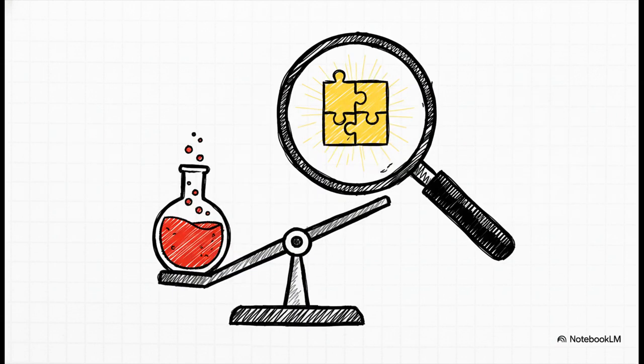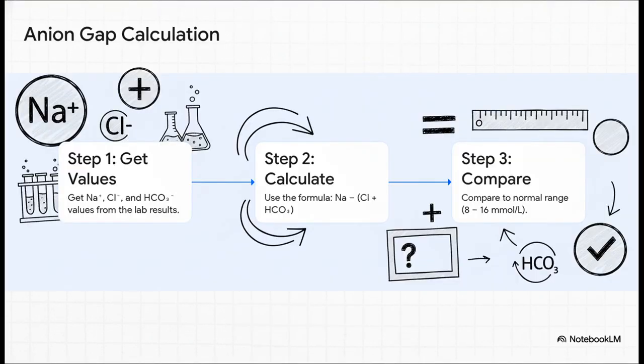Now, when we've specifically diagnosed a metabolic acidosis, our detective work isn't quite done yet. There is one more layer to uncover, a hidden clue called the anion gap, and this is going to help us narrow down what's causing the problem in a big way. Calculating it sounds way more intimidating than it is. Seriously. You just take the main positive ion, sodium, and you subtract the main negative ones, chloride and bicarbonate. That gives you a number that represents this gap of unmeasured stuff. Then you just compare that result to the normal range, which is about 8 to 16.